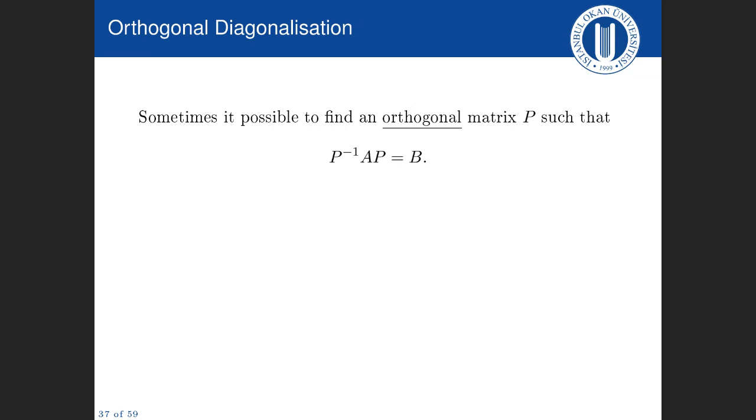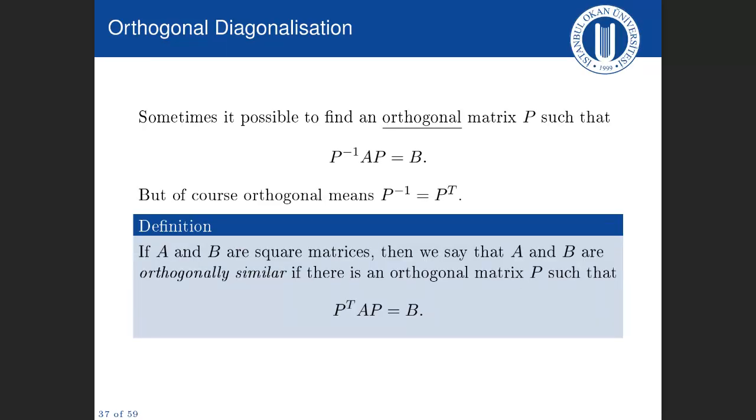Sometimes it's possible to find an orthogonal matrix P such that P inverse AP is equal to B. But of course, orthogonal means P inverse is the same as P transpose. So that gives us the definition. If A and B are square matrices, then we say that A and B are orthogonally similar if there exists an orthogonal matrix P such that P transpose AP is equal to B. So it's the same as similar, but P must be an orthogonal matrix.